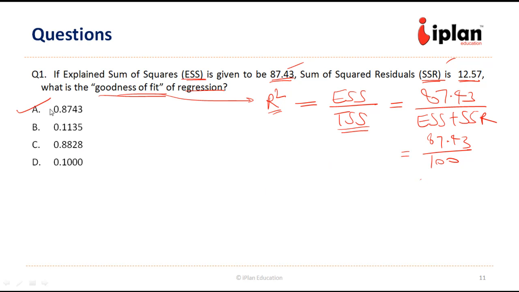So A is the right answer, 0.8743. That is our goodness of fit, or we can say that 87.43% of variation in the dependent variable can be explained through this model.